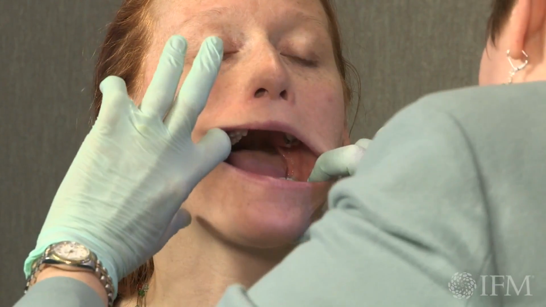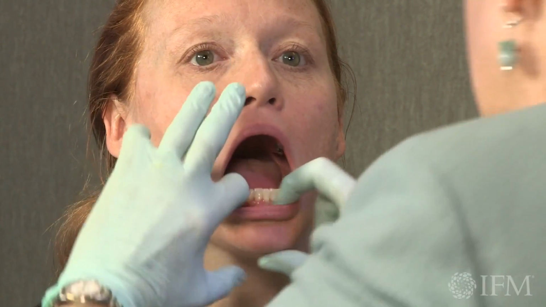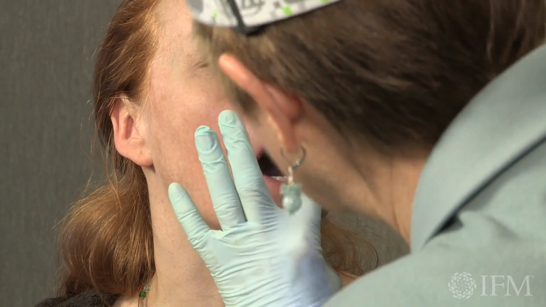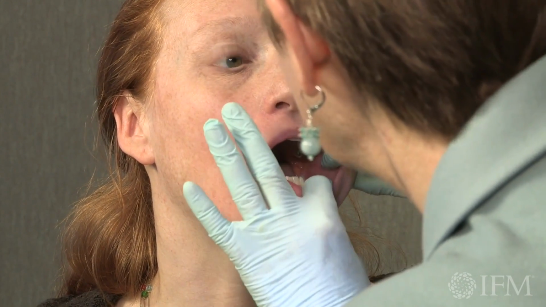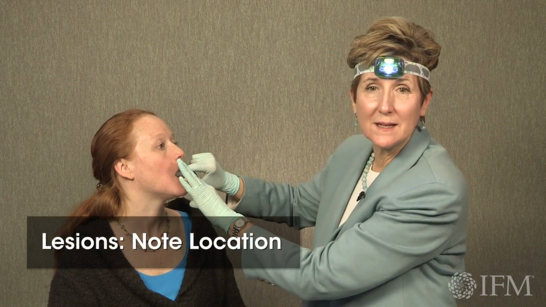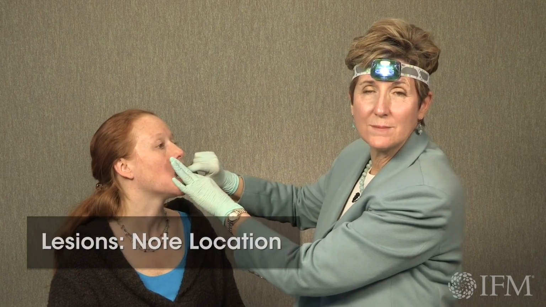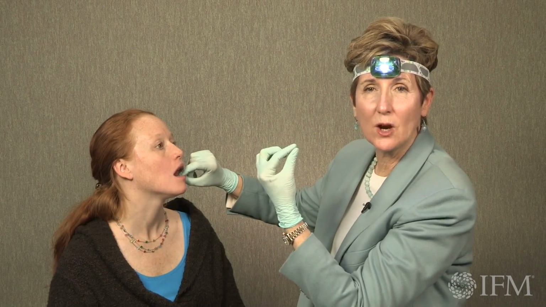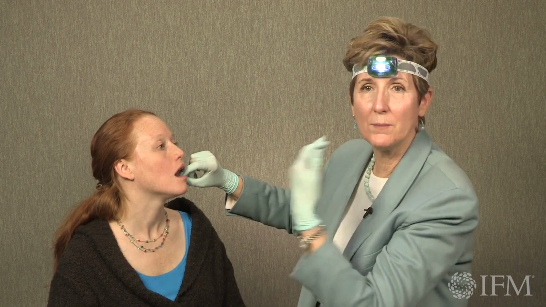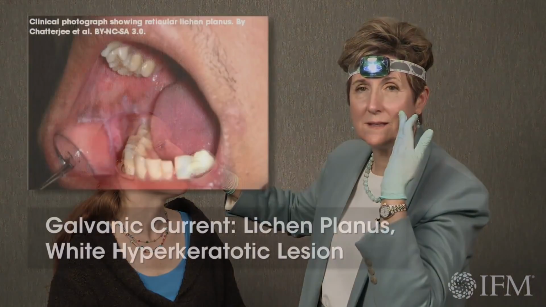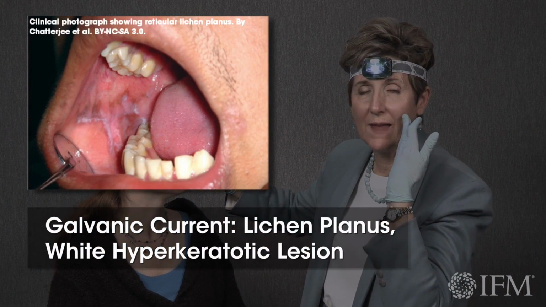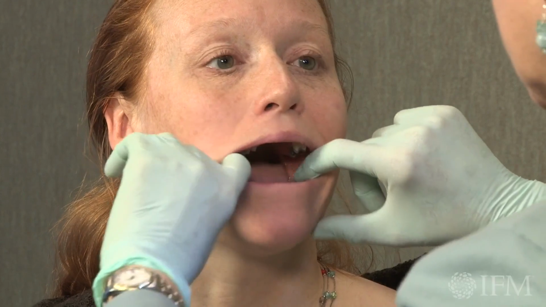Open for me. So we're examining all of the tissues inside the lips and on the side of the cheek. If we see lesions present, we want to look at them to see if they're in proximity to dissimilar metals. Oftentimes, if there's a galvanic current that's being elicited between, say, a gold crown and a mercury amalgam, you may see some lichen planus or some sort of a white hyperkeratotic lesion that can exist on the cheeks.